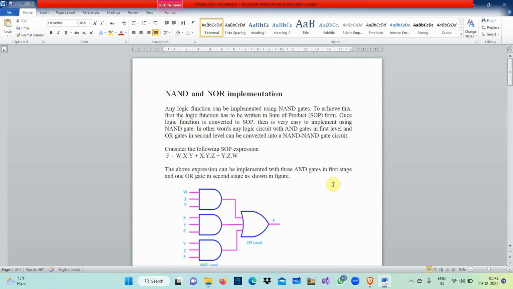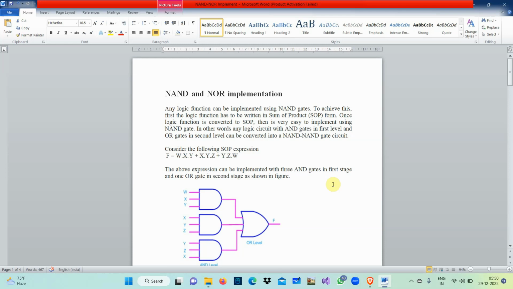To achieve this, first the logic function has to be written in a sum of product form. You know the sum of product and product of sum. Whatever the logic functions are, they must be written in the sum of product form. And once the logic function is converted to the sum of product form, then it is very easy to implement using the NAND gate. In other words, any logic circuit with AND gates in the first level and OR gate in the second level can be converted to a NAND gate circuit.